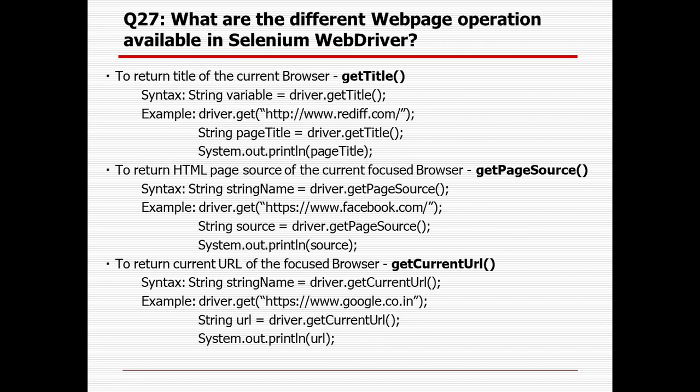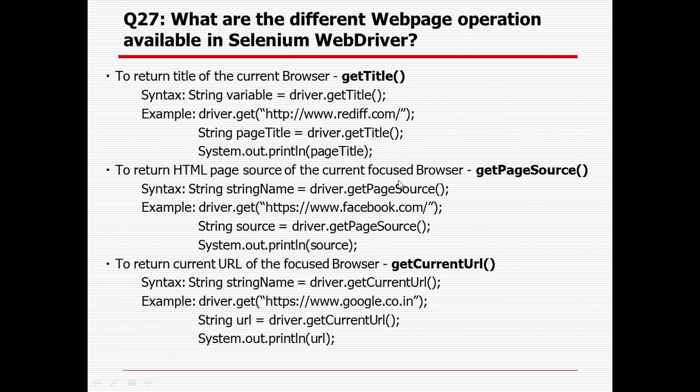What are the different web page operations available in Selenium WebDriver? In Selenium WebDriver, you can get the title, you can get the page source, you can get the current URL. If you want to get the title of the current browser, you need to use the getTitle method. Suppose you open a page and want to get the title, you can store it in a string and print it out.